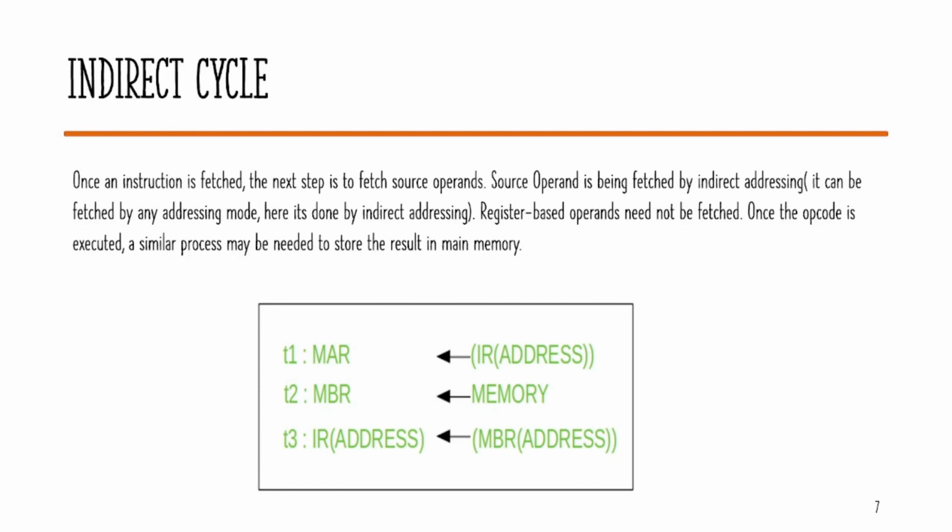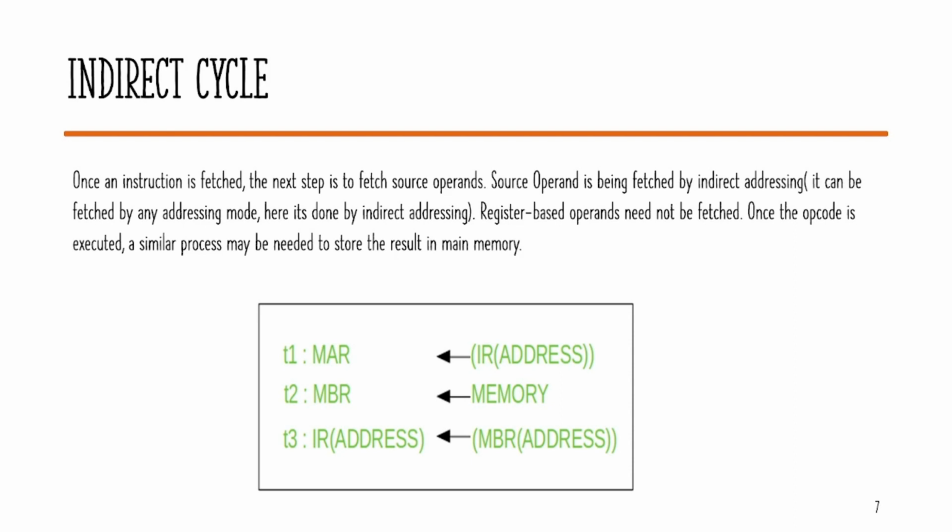Hello everyone, I am Rugved. Now I am going to explain the indirect cycle. So what is indirect cycle? Once an instruction is fetched, the next step is to fetch source operands. The source operand is fetched by indirect addressing. It can be fetched by any addressing mode, but here it is done by indirect addressing.